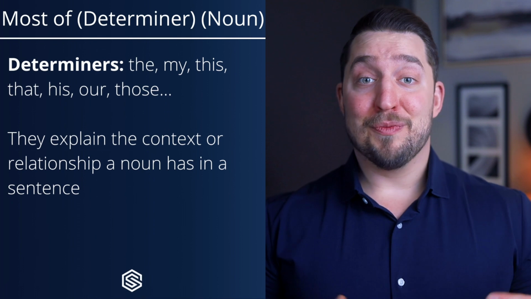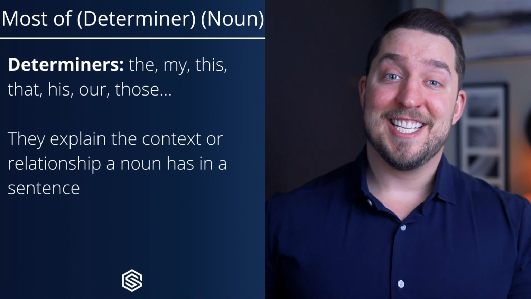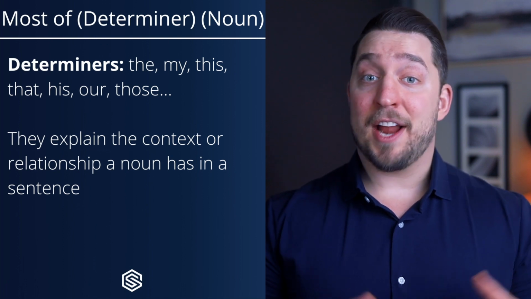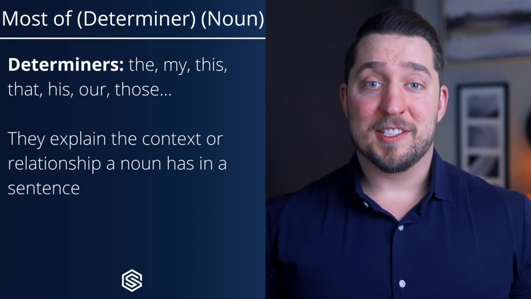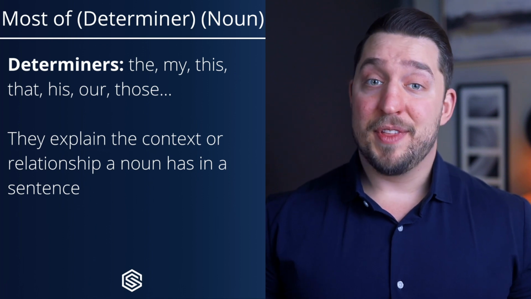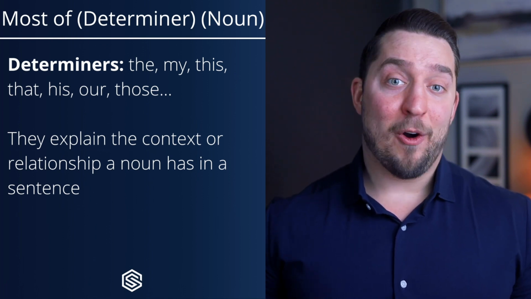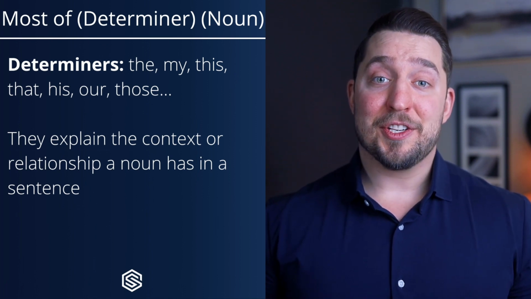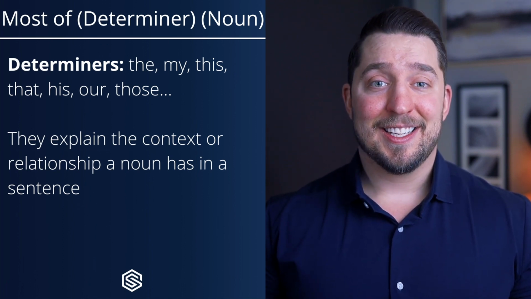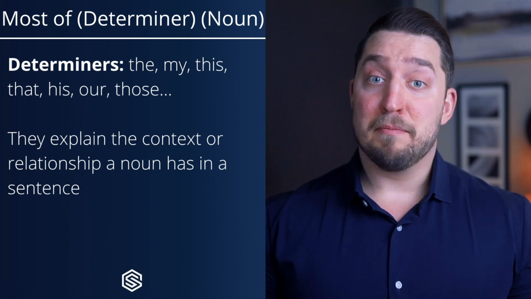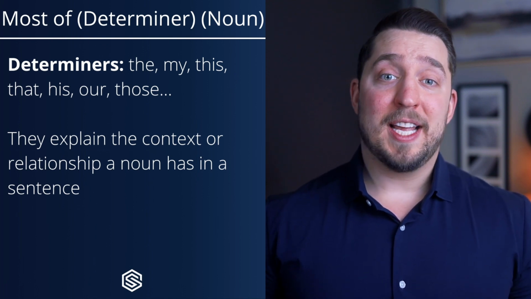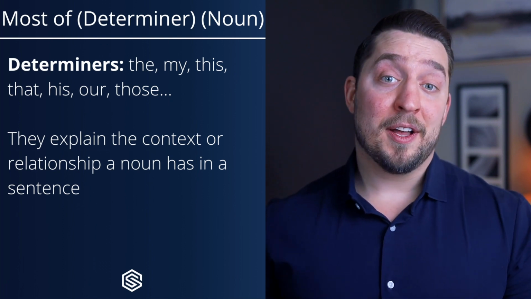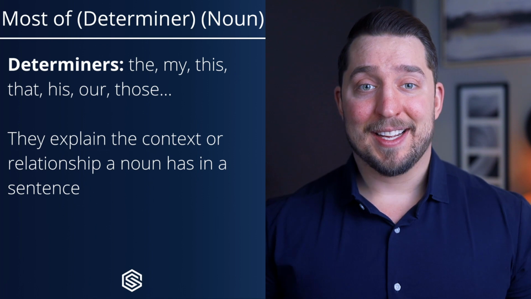So now let's move to "most of," determiner, noun. First of all, determiners are just a category of words. These are words like the, my, this, that, his, our, those. They explain the context or the relationship of a noun in a sentence. When you use this phrase, the "most of" phrase, you'll usually either use "the" or "my." So "most of the" or "most of my."